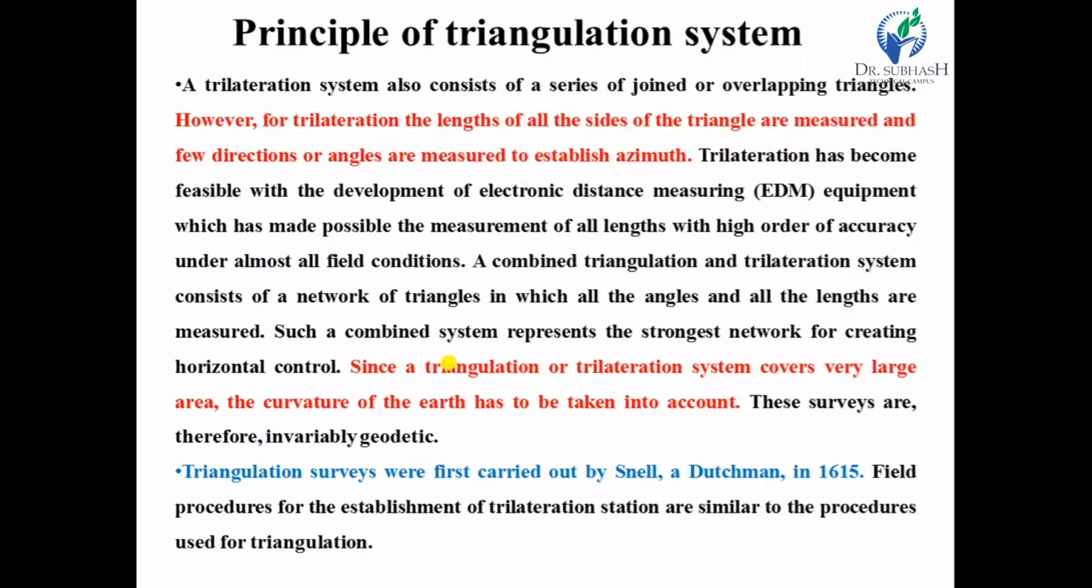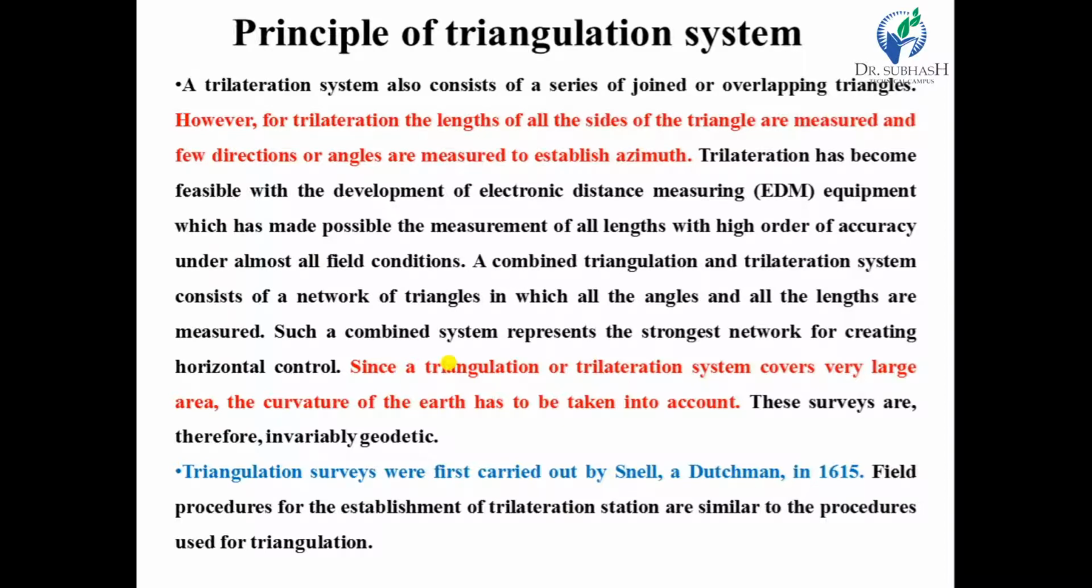Under almost all field conditions, a combined triangulation and trilateration system consists of a network of triangles in which all angles and all lengths are measured. Such a combined system represents the strongest network for creating horizontal control.